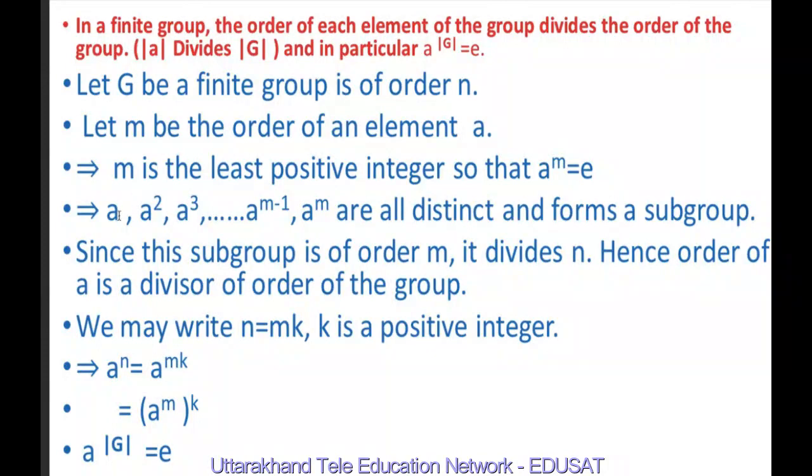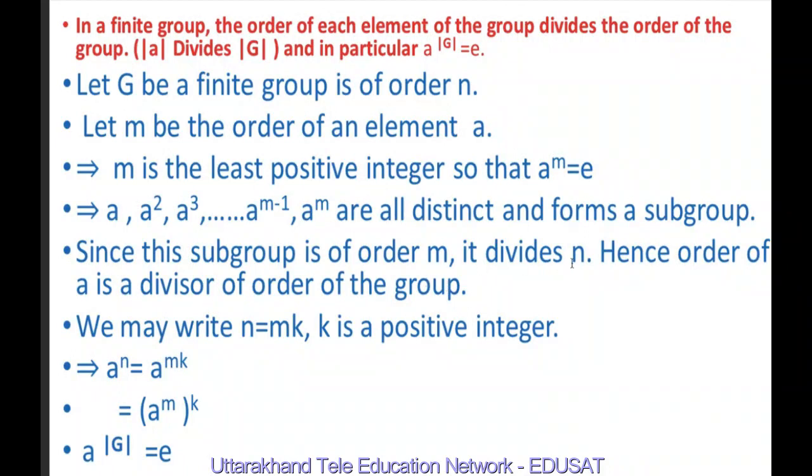And this implies a, a square, a cube, ..., a raised to the power m minus 1, a raised to the power m are all distinct and form a subgroup. And we have learned by Lagrange's theorem that the order of a subgroup divides the order of a group. Therefore, since this subgroup is of order m, m divides n, where n is the order of the group G. Hence, the order of a is a divisor of the order of the group. So, the order of each element of the group divides the order of the group.